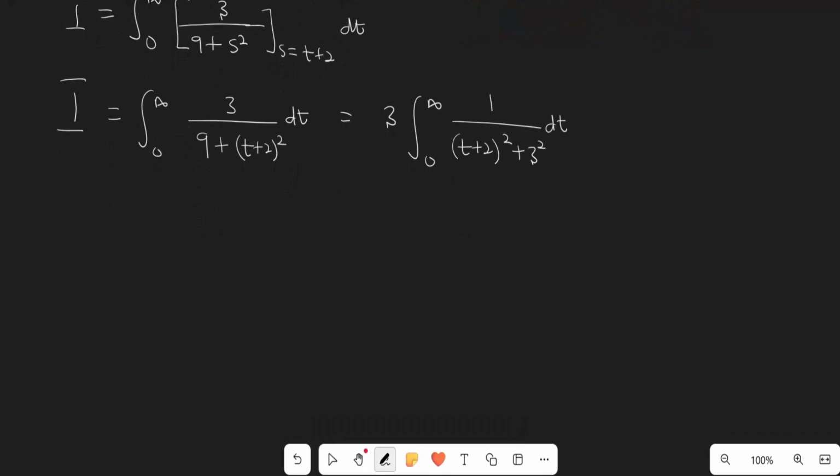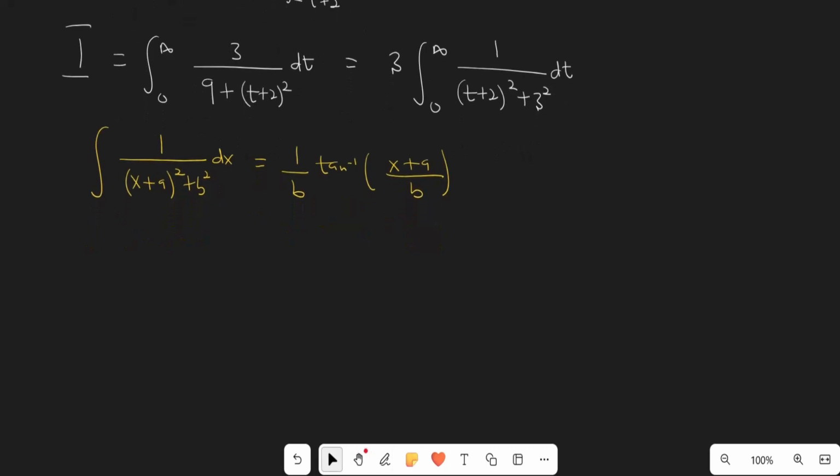Now we are going to compare this one to the arctan integral. So the integral of 1 all over x plus a all squared plus b squared dx can be solved as 1 all over b, then the arctan of x plus a all over b, plus a constant of integration, because it's an indefinite integral. So now we are going to use this to solve this integral.